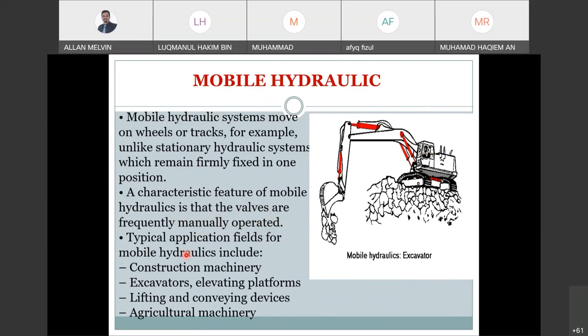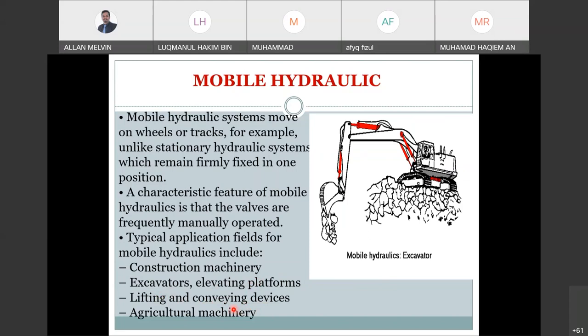The typical application field for mobile hydraulic includes construction machineries. Yeah, there are some construction machine that will move. Macam train yang boleh move related to construction. So excavator, elevating platform, a lift. Lift gunakan hydraulic. Walaupun dia connected to electrical, but it also use a hydraulic system. Dia dalam tu. So lifting and conveying devices for any conveyor along production line can use it is using a larger force, so you can use hydraulic.